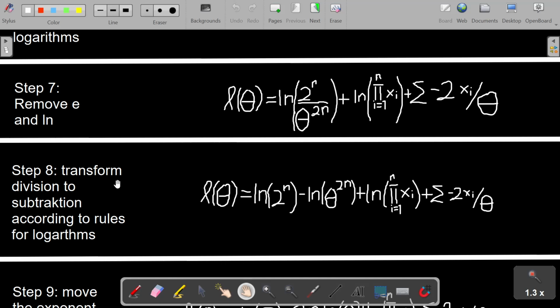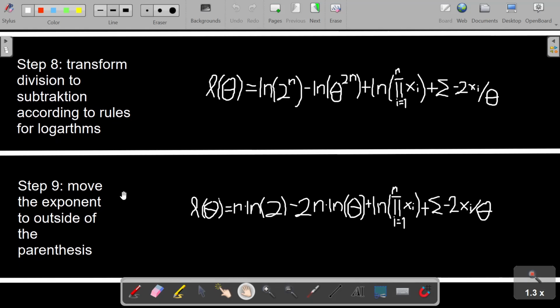Step 8, transform division to subtraction according to the rules for logarithms. So here we have changed this number, 2 square root n divided by theta square root 2n, and instead we have logarithm of 2n minus logarithm of theta square root 2n, and this will make it a lot easier to work with this equation.